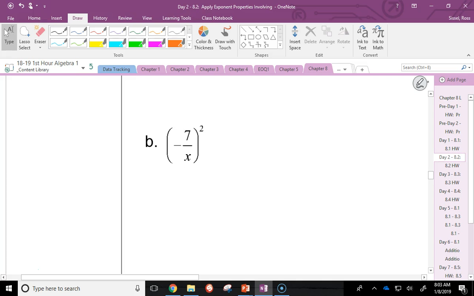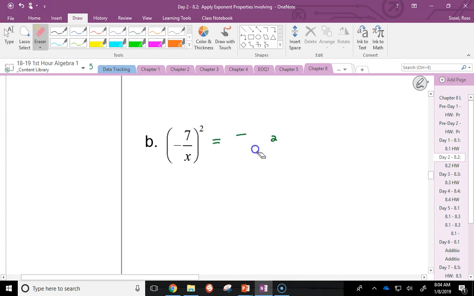Well, B. Alex? You take 7, you distribute the 2 exponent to the 7 and the x. You keep the negative, and you get 49 over x negative. Oh, x squared. Okay. You have to make it positive since the exponent is 2. But then we would have to make this a positive because this was a 2.